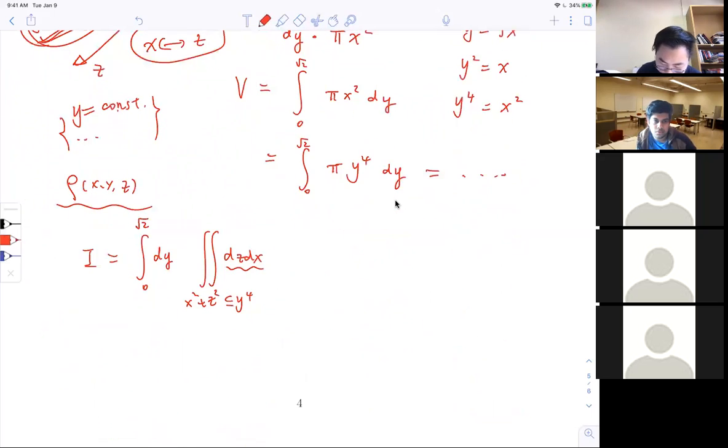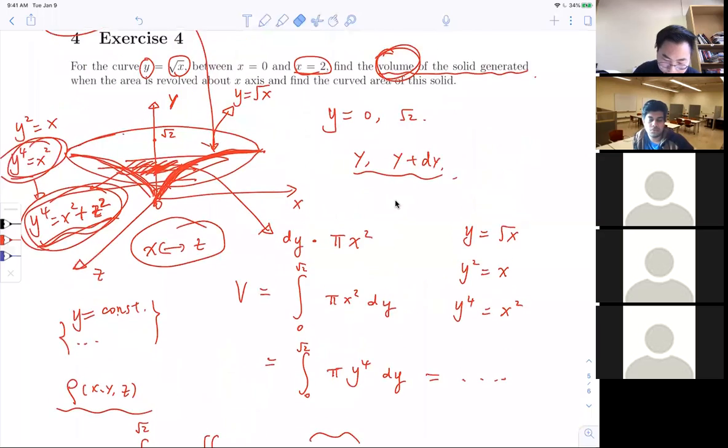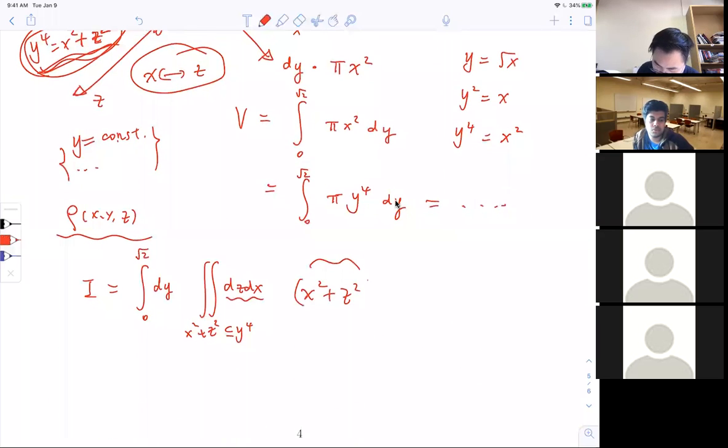Now it's easy to write down the expression, right? It's the distance. The distance is x squared plus z squared. This is r squared, right? The distance from one place to the y-axis. So this is the general expression.